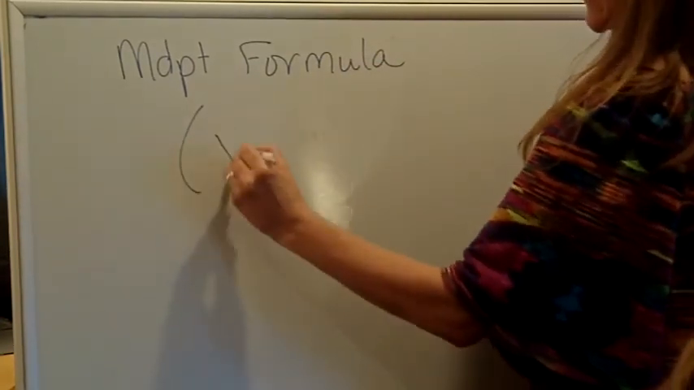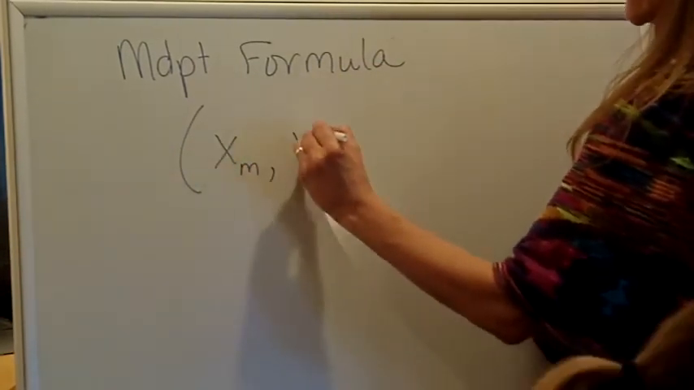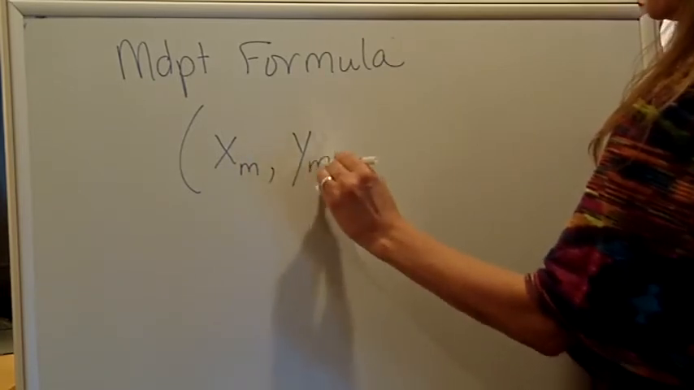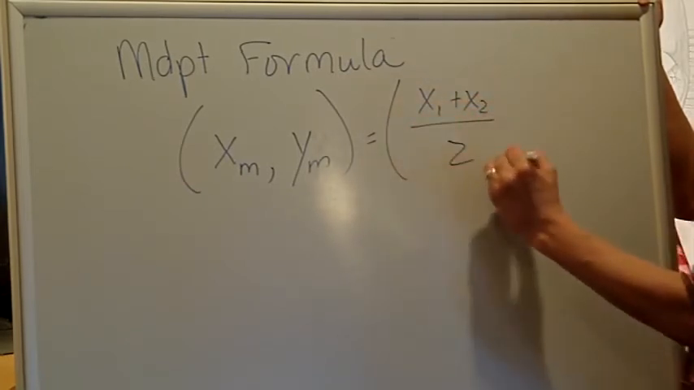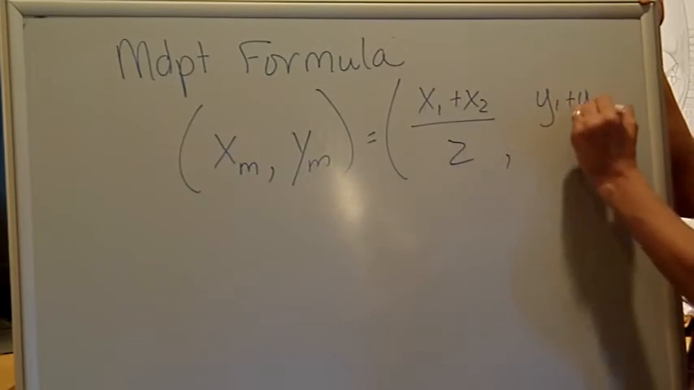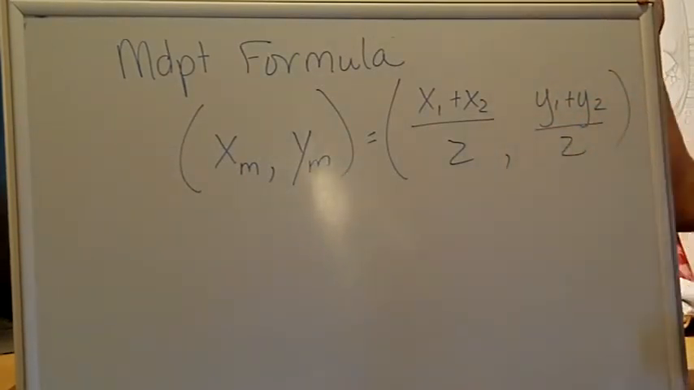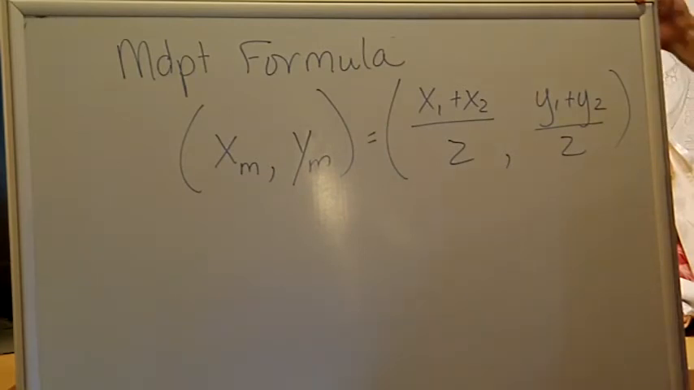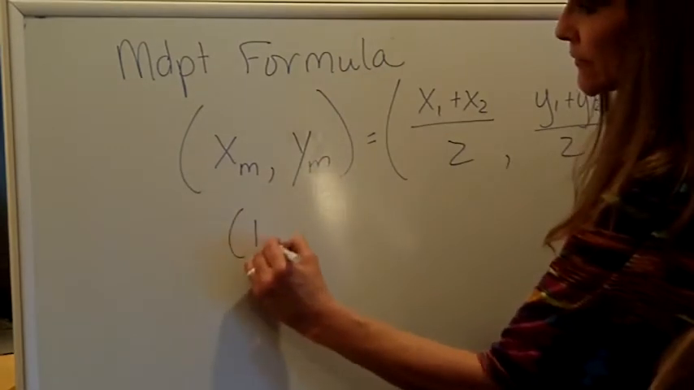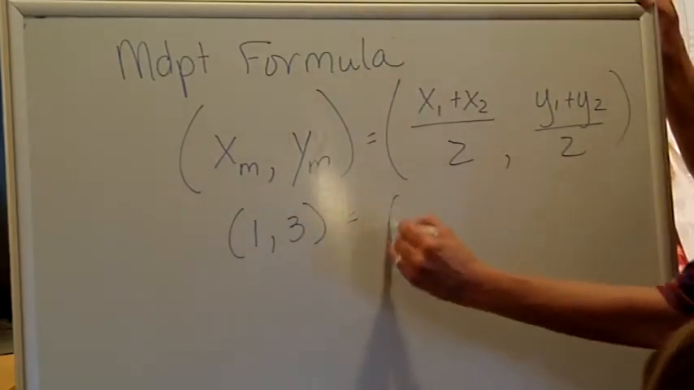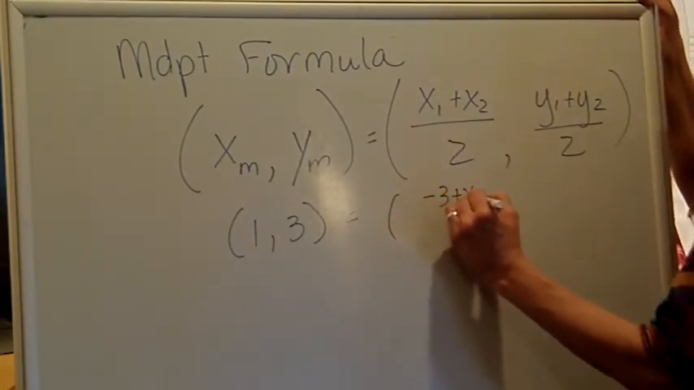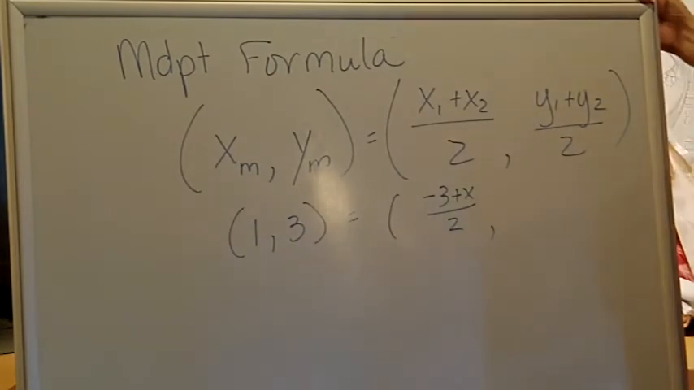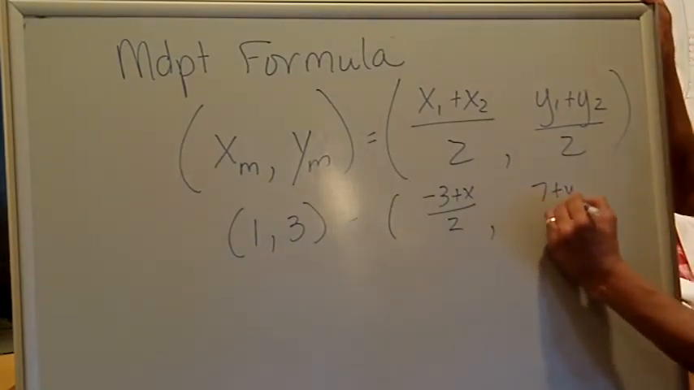Okay. X of your midpoint, Y of your midpoint equals, you're going to add your X coordinates together, divide by 2. Add your Y coordinates together and divide by 2. Now our midpoint is 1, 3. So we know this ordered pair is 1, 3. And one of our X that's given is -3. So we have a -3 plus some X divided by 2. And the Y they give us is 7. So we have a 7 plus some Y divided by 2.